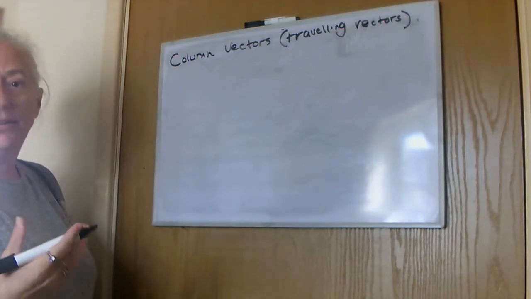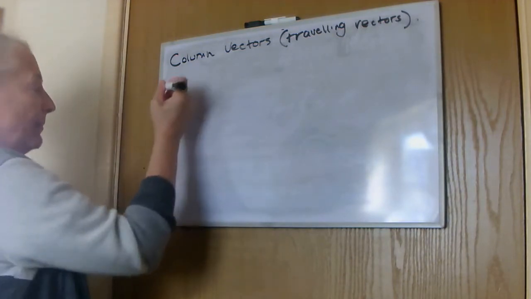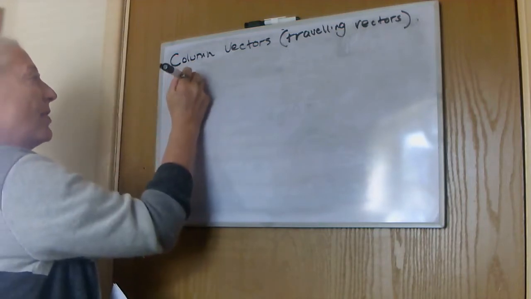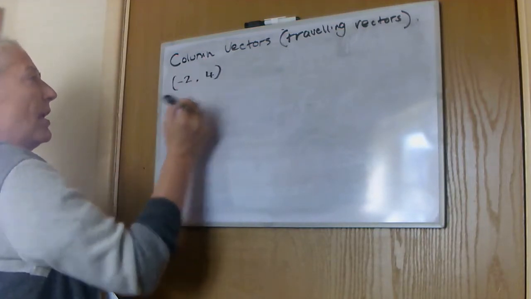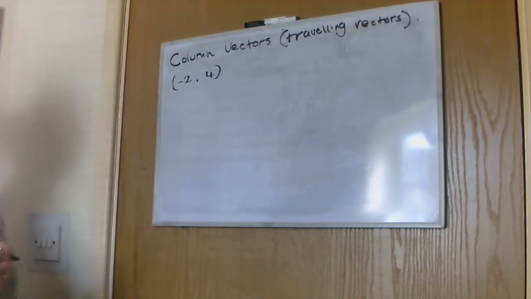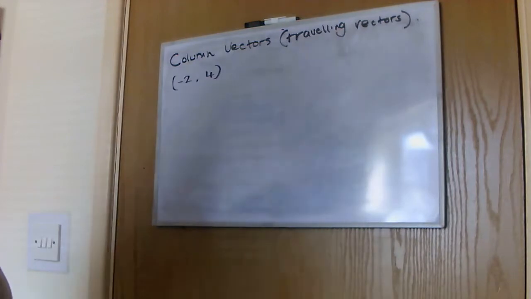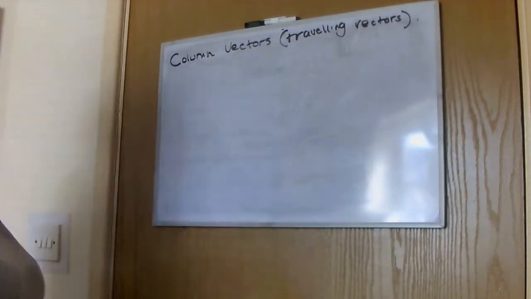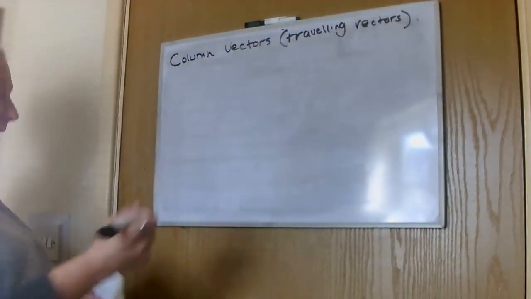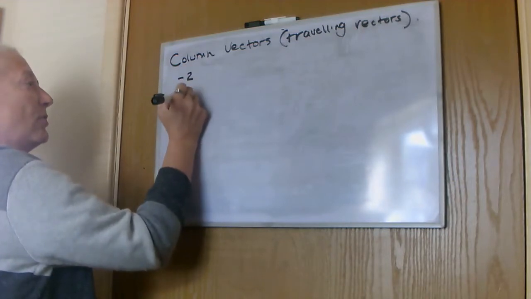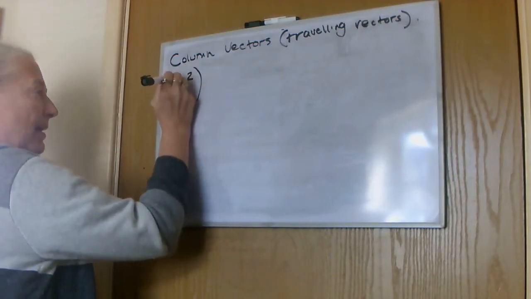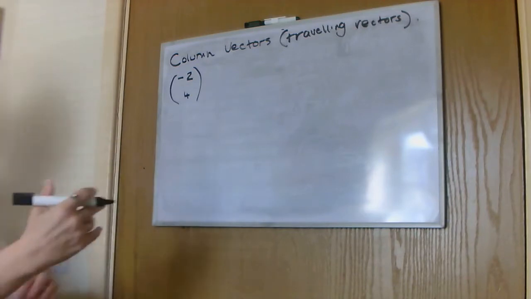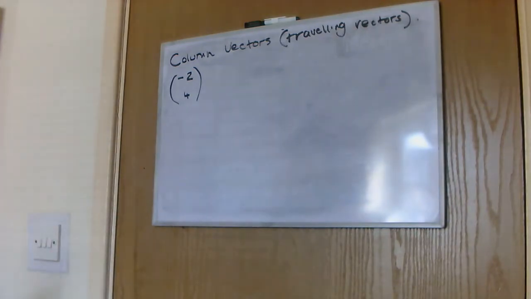Normally when we see coordinates, we see it as -2 and 4, and that would be x and that would be y. Well, a common vector is actually in a column. So we would see -2 and 4. And we can do lots of things with this. We can add, we can subtract, we can divide, we can multiply. But let's look at the add and subtract and multiply.